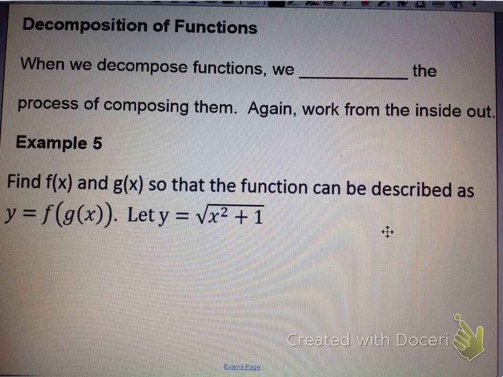The last topic is the decomposition of functions. This is going to be the opposite of composing them. When we decompose a function, we reverse the process of composing them. And again, it's important to point out that we work from the inside out.